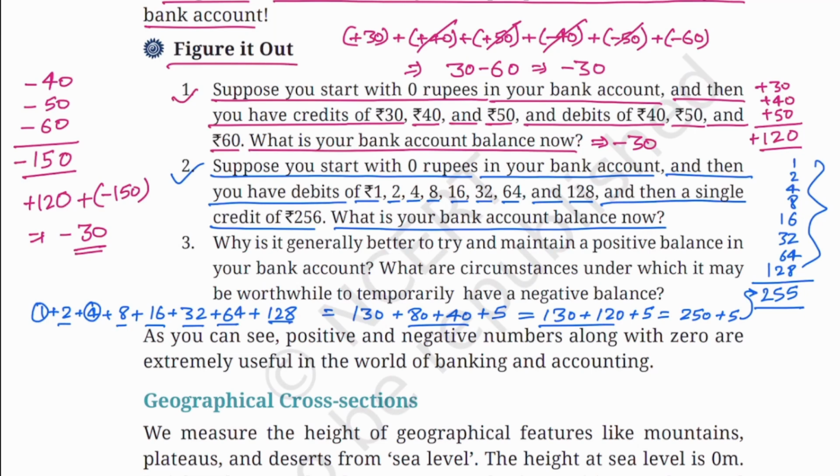Please note that these are debits. And there is a single credit of rupees 256. Your answer will be minus 255 plus 256. This is debit amount and this is credited amount. The answer will be minus 255 plus 256 is equal to plus 1. Your net balance in your account will be plus 1 or 1 rupee.